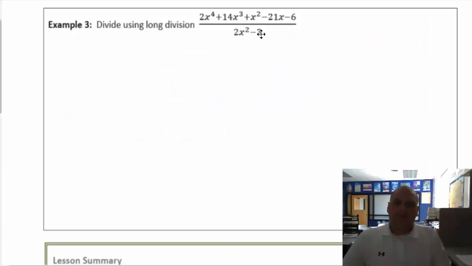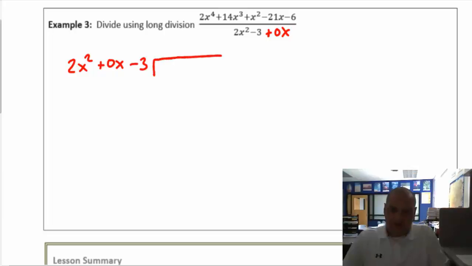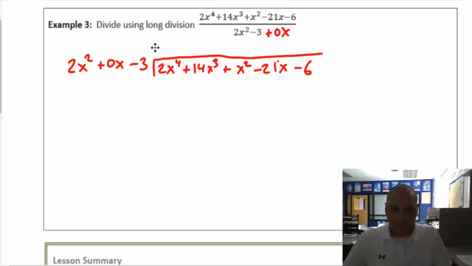So this time we have a missing term in the divisor. Okay, so we need a 0x. Just put it in here, plus 0x, and then just make sure you put it in the right order. So it's 2x squared plus 0x minus 3 is your divisor, and our dividend is 2x to the fourth plus 14x to the third plus x squared minus 21x minus 6. All right, last one here and we're done.